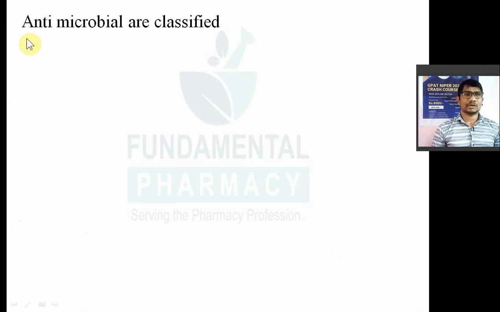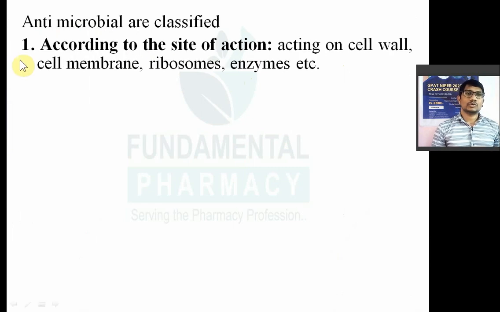Antimicrobial drugs or antibiotics are a broad term, and they are classified in different ways. The first way to classify antimicrobial drugs is according to the site of action. Where the antimicrobial drug is acting, according to that they are classified. Whether the drug is acting on a cell wall, on a cell membrane, on ribosomes, or on an enzyme, depending on that they are classified.